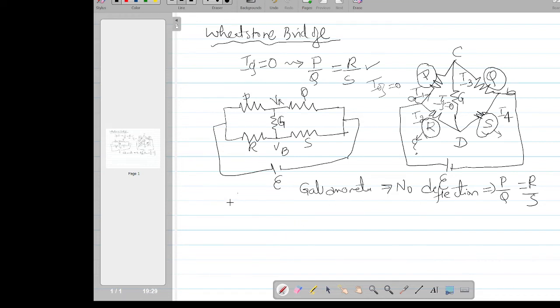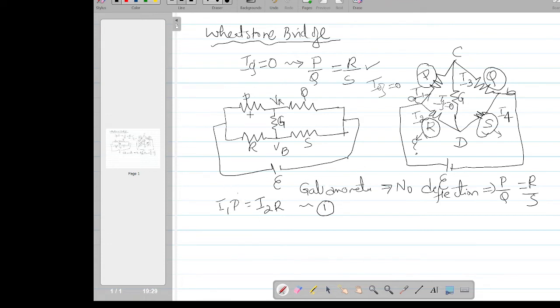And from this diagram we also know that I1P is equal to I2R. So this I am calling as equation number 1.